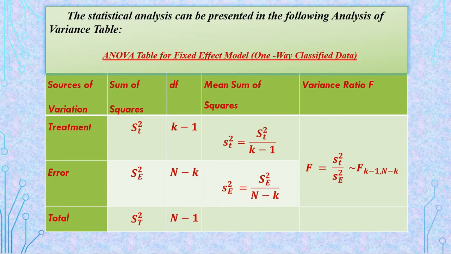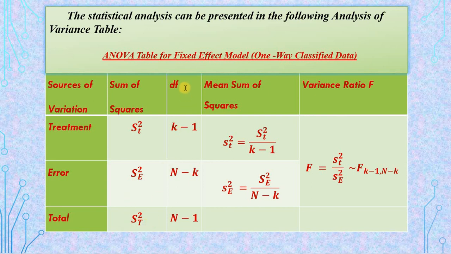So this statistical analysis of the fixed effect model for one-way classification of data can be presented in the following analysis of variance table. This is the analysis of variance table for fixed effect model one-way classified data. Here there are 5 columns. First one is the source of variation. Source of variation is split up into treatment, error, and total. Then the second column is the sum of squares. This is sum of squares due to treatment, then sum of squares due to error, then total sum of squares.